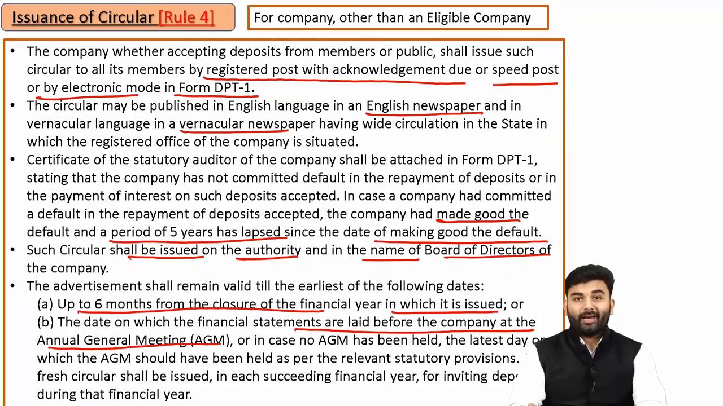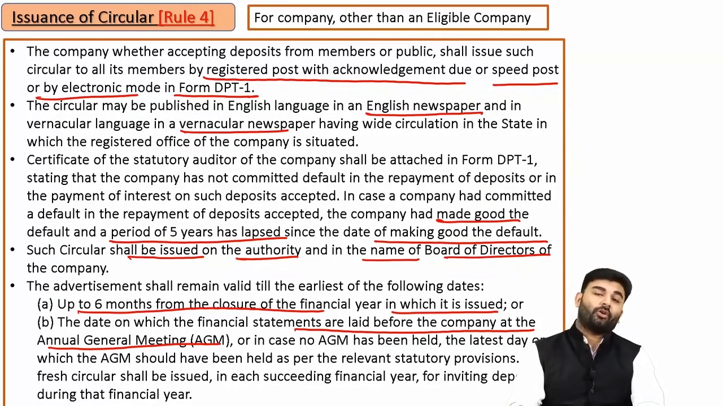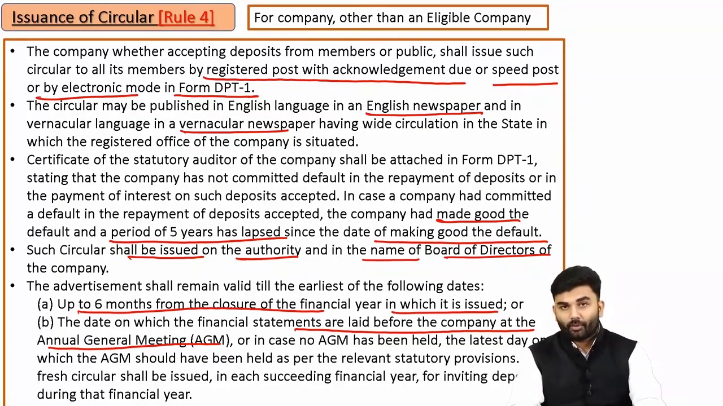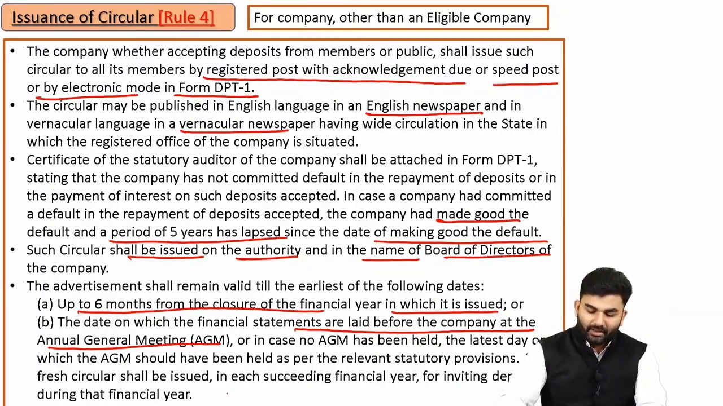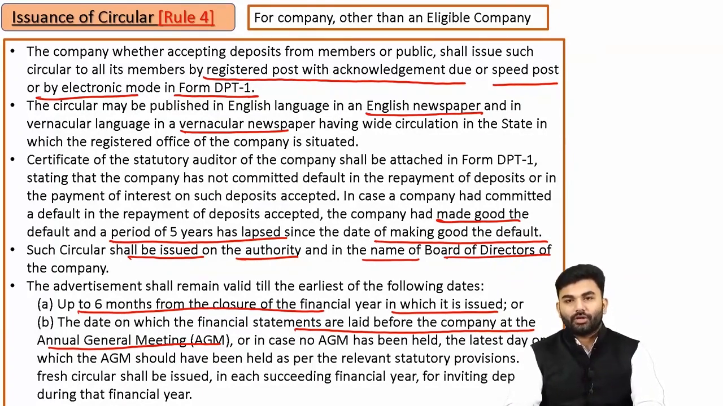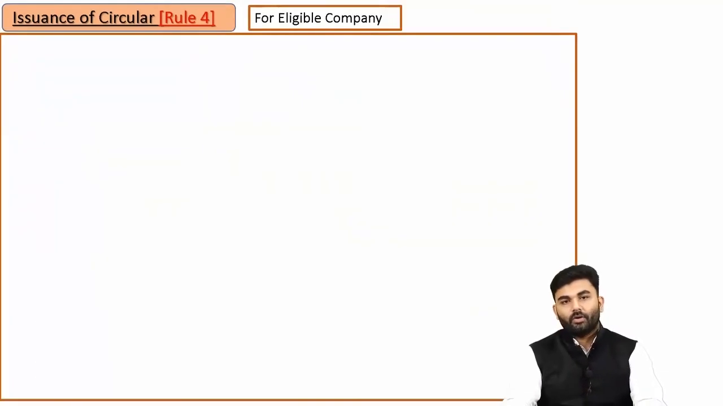However, if no annual general meeting was held, then we need to take the last date before which the annual general meeting should have been called. Once the validity for the circular comes to an end, and if the company wants to accept new deposits, then the company needs to issue a fresh circular. A company needs to issue a fresh circular once the validity expires.